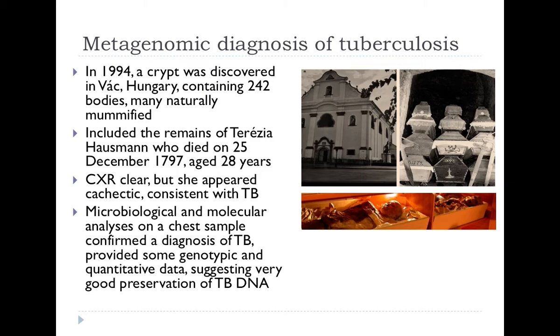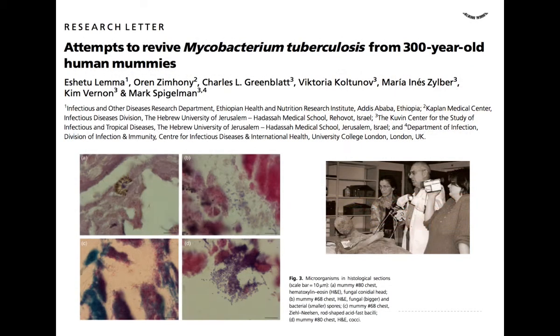Now, her chest X-ray had been taken, but was clear, but she did look very shrunken, cachectic, as we say in the jargon, which is consistent with TB. It's a kind of wasting disease in its final stages. A number of molecular and microbiological analyses had been performed on material from her already, suggesting that she did have TB and that there was quite good preservation of TB DNA in there. In fact, here's one of the papers.